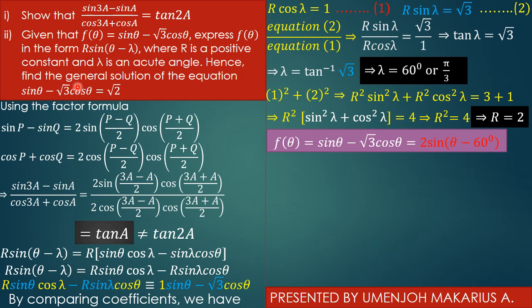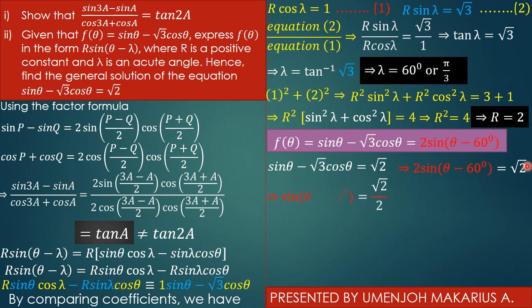Then friends, the question wants us to solve this equation. We should keep in mind that we were able to show that sine theta minus square root of 3 cos theta was the same as 2 sine of theta minus 60 degrees. So this is the equation that they want us to solve: sine theta minus square root of 3 cos theta equal to square root of 2. That therefore implies the left hand side is the same as 2 sine of theta minus 60 degrees, so we have 2 sine of theta minus 60 degrees equal to square root of 2.